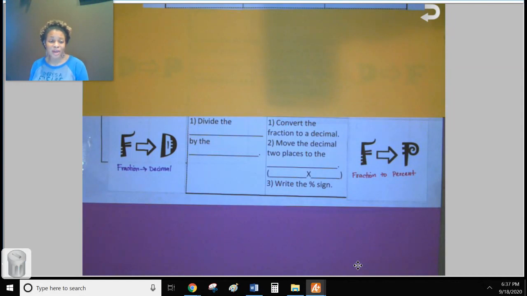Today we're going to look at how to convert a fraction to a decimal and a fraction to a percent. We just finished working with fraction operations, so this is the appropriate place to start for us. So let's jump right in.